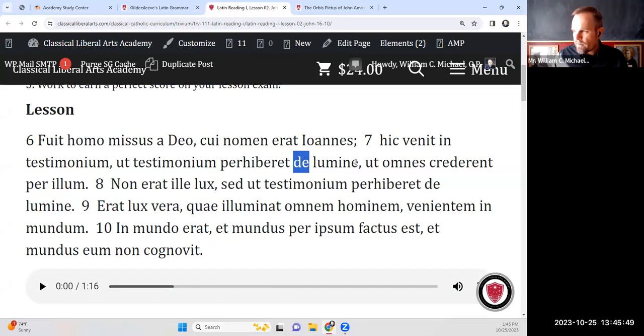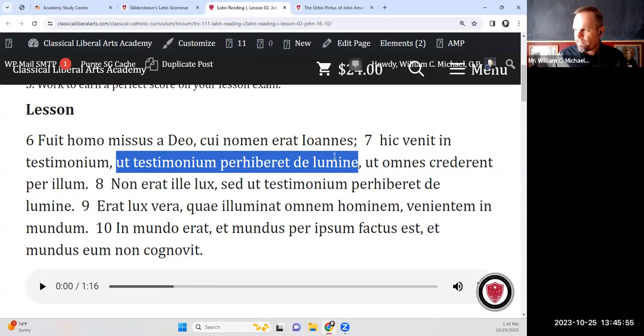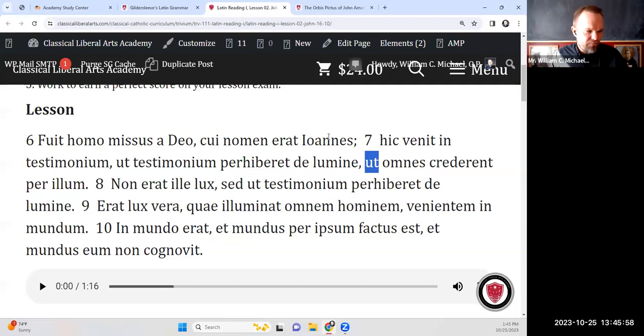So de lumine, about or concerning the light. So that a testimony he might give about the light. Here we have ut again. What does ut mean again? So that, very good. So that omnes, what does omnes mean? All. You say all what? All things, all men, all what? Some of you guess all things. Some of you play it safe and just say all. Some say all men. So that all, we have to ask the question, all what?